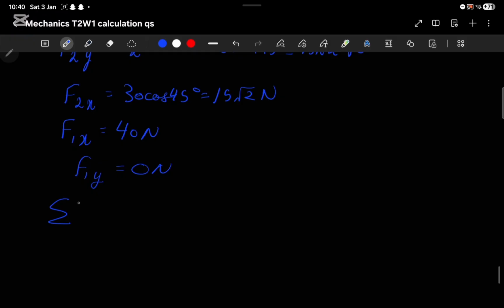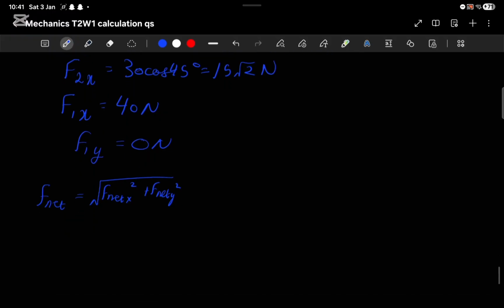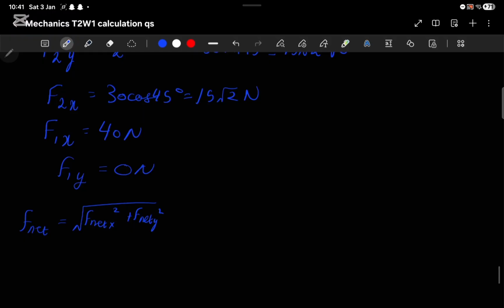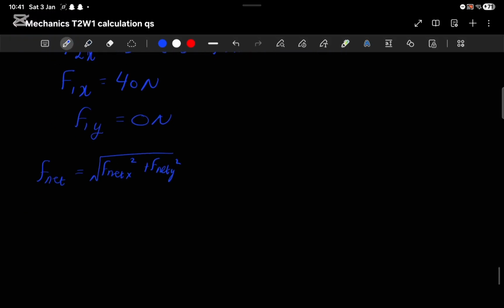So they want the resultant. So we need F net, which is radical F net x squared plus F net y squared. See, it's much simpler to write sigma Fx, sigma Fy. But both work. This should actually be Fx net, Fy net, but it's fine. So now sigma Fx, which means Fx net.